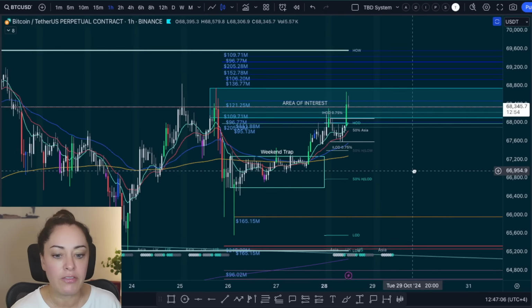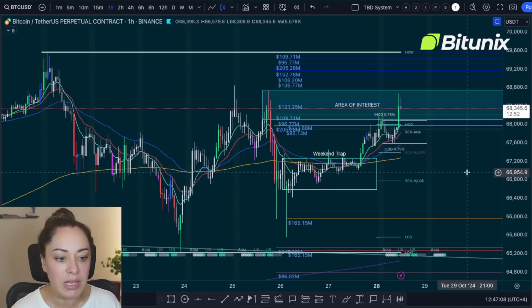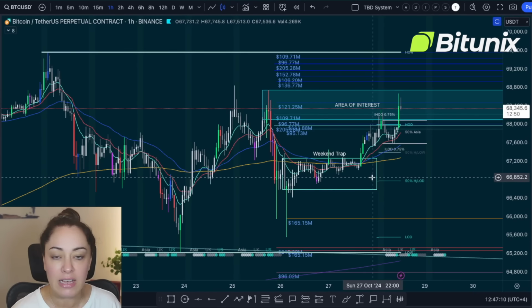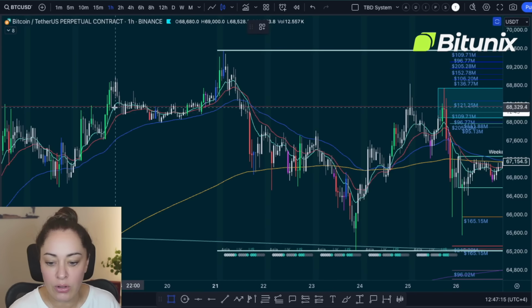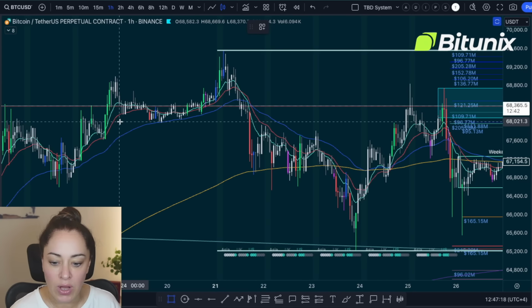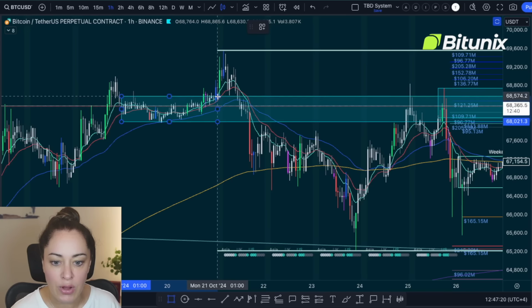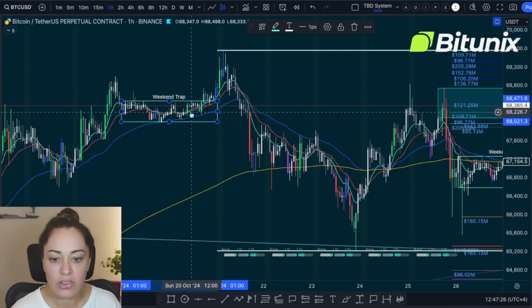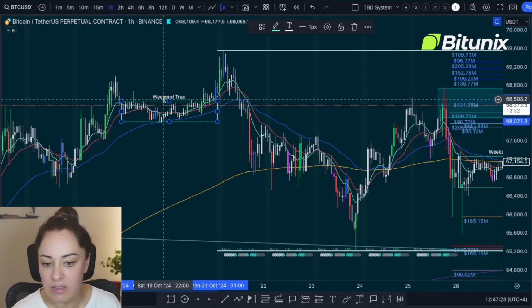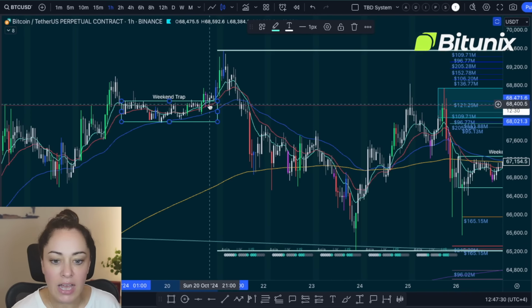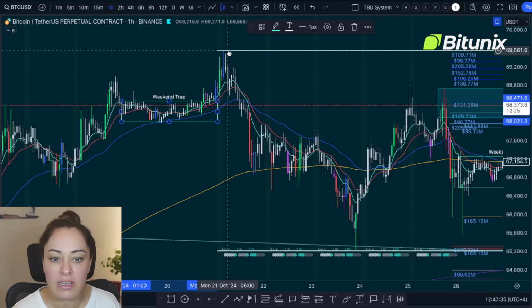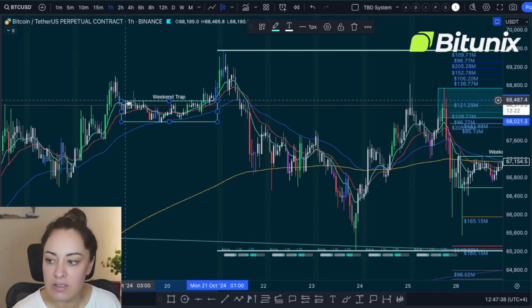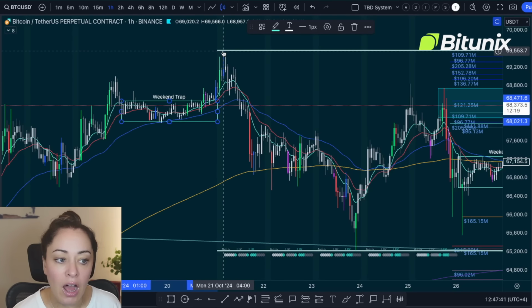So I'm looking on the 15-minute time frame because I want to show you the similarity between this week's price action out of the weekend trap and also last week's price action. So if we look at the last weekend prior to the one that we just had, we can see here that we created this weekend trap right here, which is essentially where price just goes sideways. It's low volume, nothing too exciting. And then just prior to the market opening, we had this move to the upside that extended the high from the previous high, and that created our current high of the week, which sits at around 69,570.